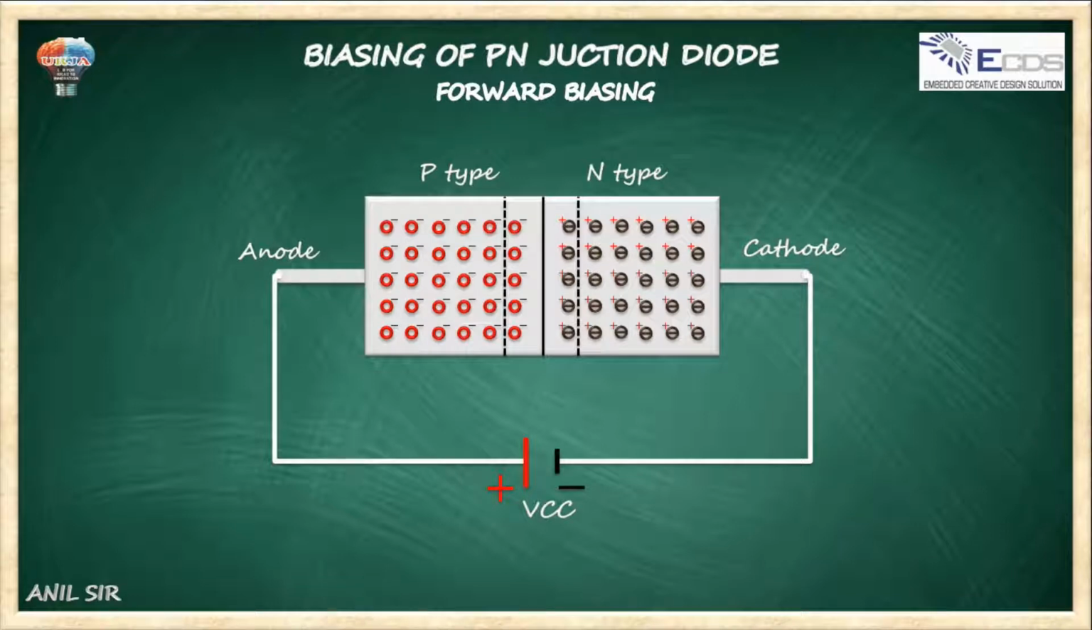So what happens in a forward bias condition? In a forward bias condition, this is the positive and this is the negative. So this positive repels these holes, and this negative repels these electrons.